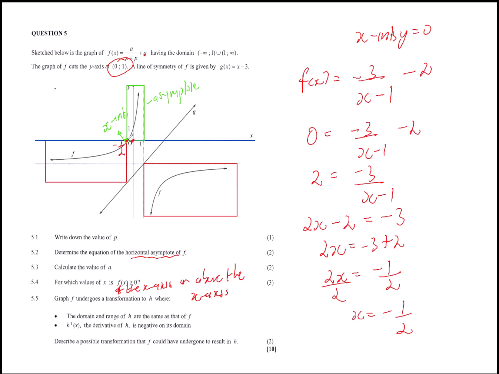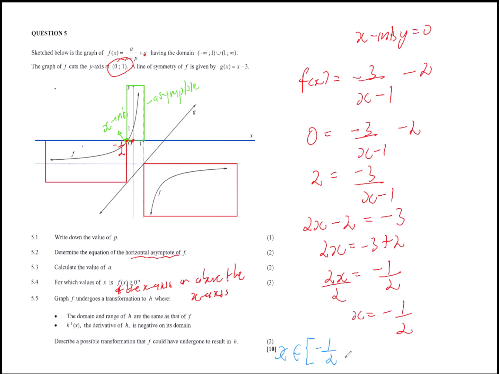Now, we said it's between this point and positive 1, but not touching positive 1. So the way we should be writing our answer is to say x is an element of, square bracket, negative half. Why are we including the negative half? Because at that point, it is exactly at the x-axis. Remember, the interpretation is that it must be at the x-axis or above the x-axis. So at negative half, the graph is exactly stationed at the x-axis.